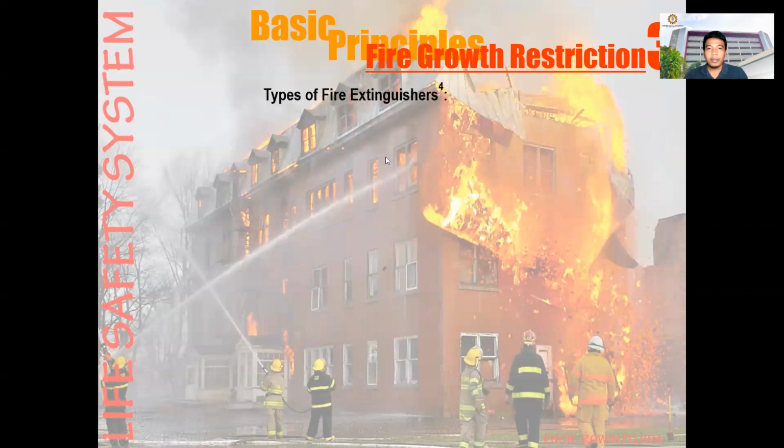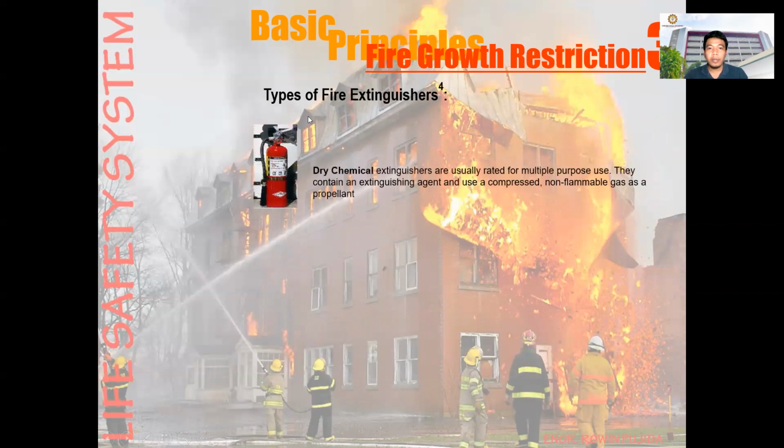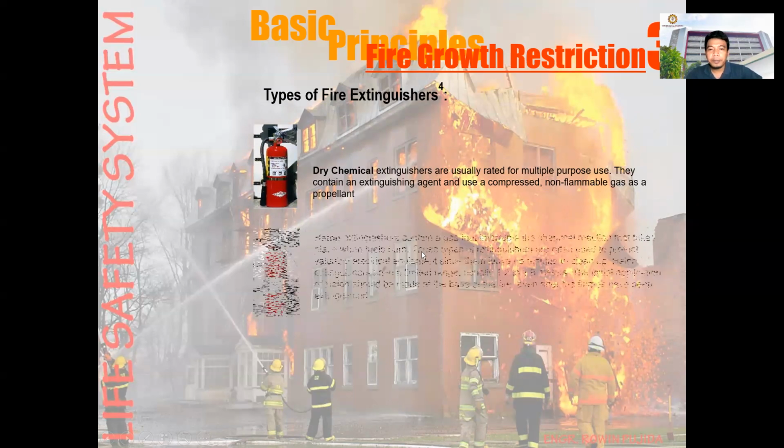Okay, so there are types of fire extinguisher. First is the dry chemical extinguisher, which is usually rated for multi-purpose use. They contain an extinguishing agent and use a compressed non-flammable gas as a propellant. This is normally used maybe in buildings which do not have a sprinkler system.